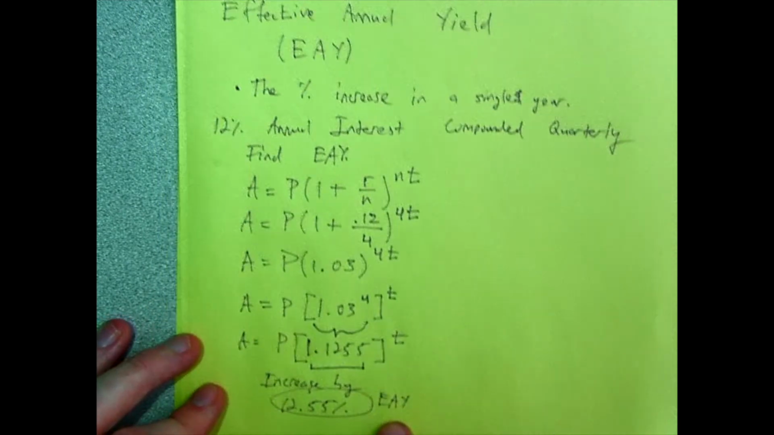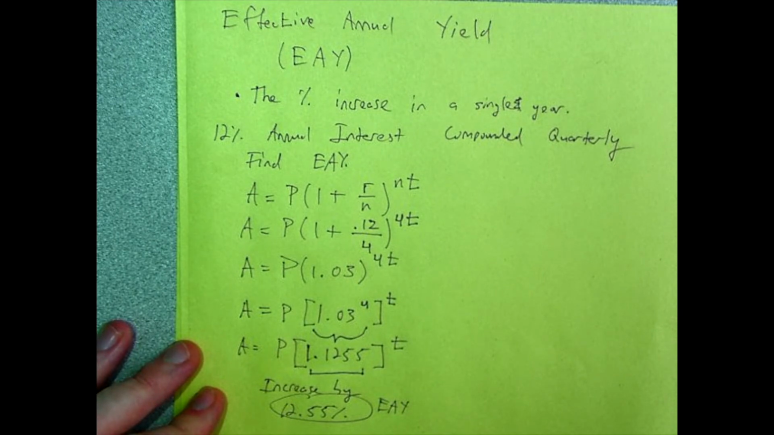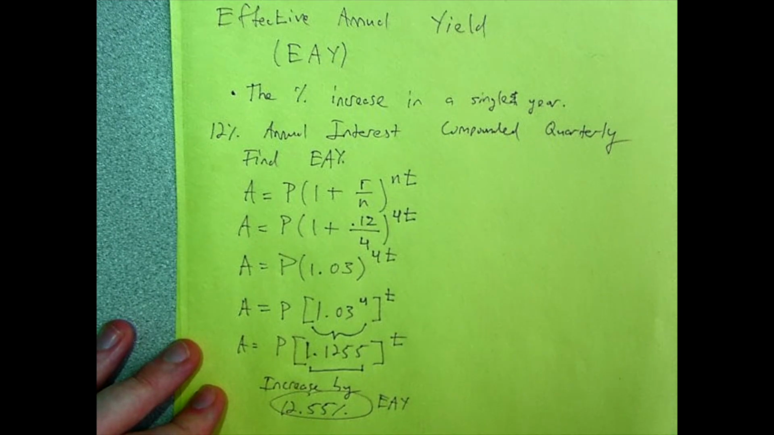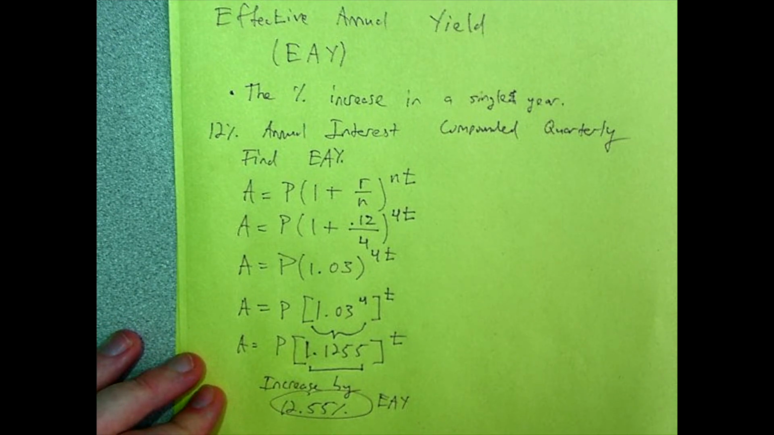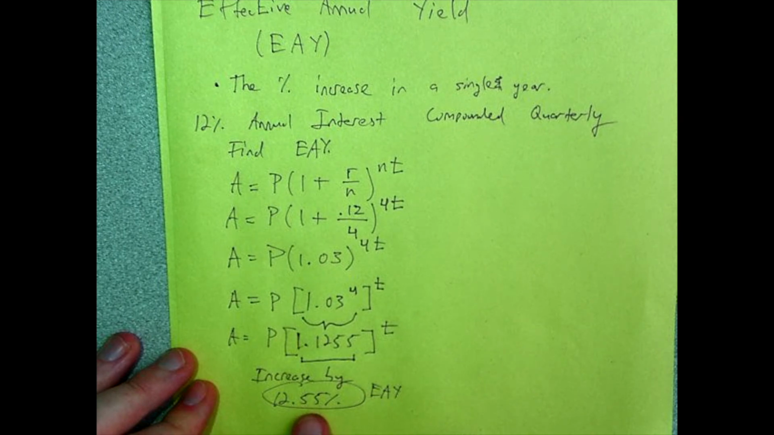So basically, just to summarize, 12% is what the bank advertised. You know, it's what they put on their sign, 12% annual interest. But because the interest is compounded quarterly and not just all at once at the end of the year, the effective annual yield, the true percentage increase that you're getting at the end of the year, is not 12%, but actually 12.55%.